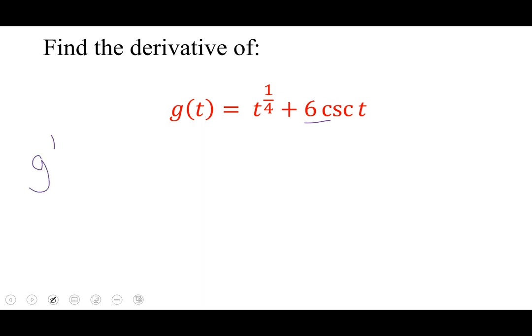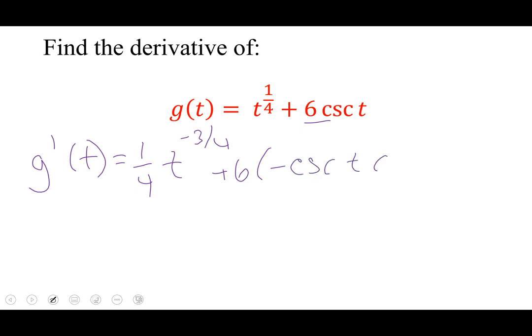So we're going to call the derivative of g of t, g prime of t. We're going to go ahead and bring down the 1/4. Then we're going to bring t to the 1 less power. So 1 less than 1/4 would be 1/4 minus 4/4, which would be negative 3/4. The derivative of a cosecant is a negative cosecant cotangent. So positive 6 times a negative cosecant of t, cotangent of t.